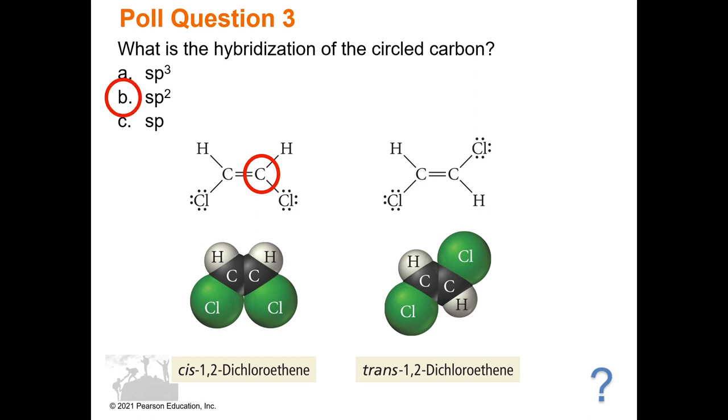Okay, so the answer is B, sp2. So here with hybridization, we have to count how many electron groups there are. So we have 1, 2, 3. So we have to pick the hybridization that corresponds to 3 electron groups, and that is letter B. And we could tell based on the superscripts or lack thereof, we know that 2 p orbitals were used. And because we only have s here, we know that 1 s orbital was used. So 1 plus 2 equals 3 hybrid orbitals. So the answer is letter B.